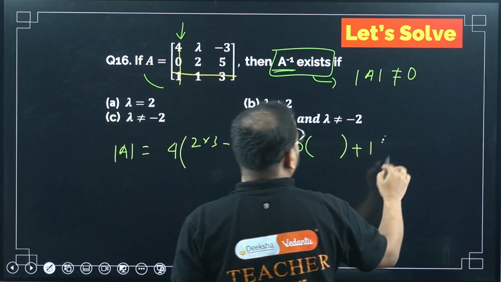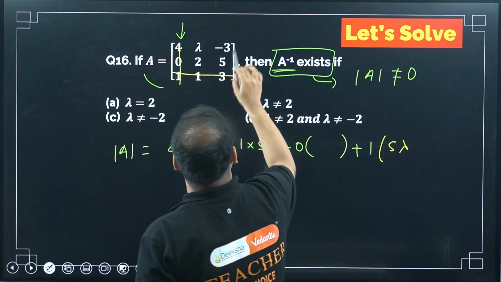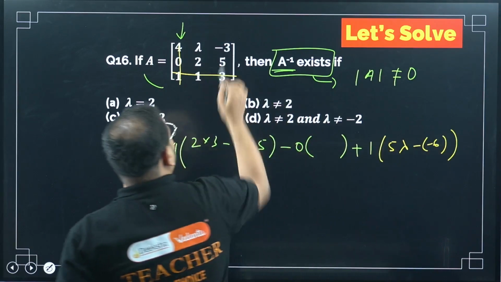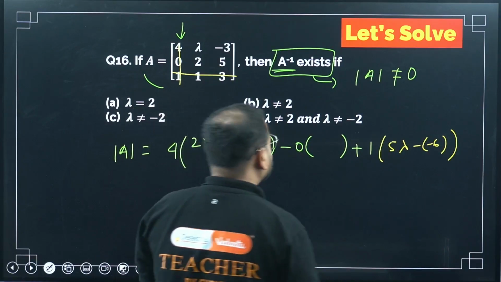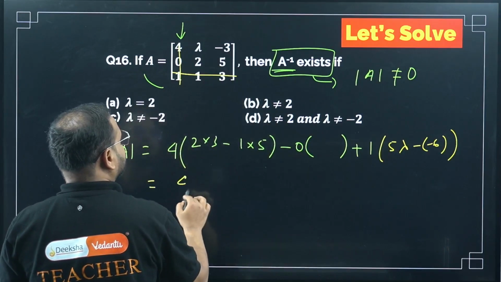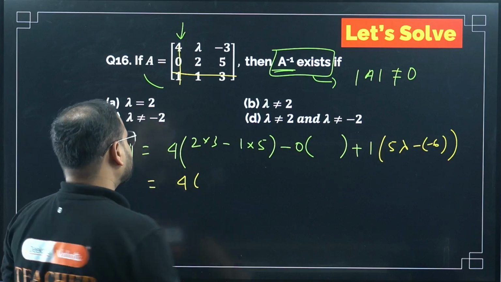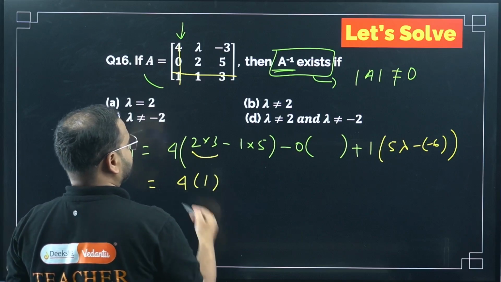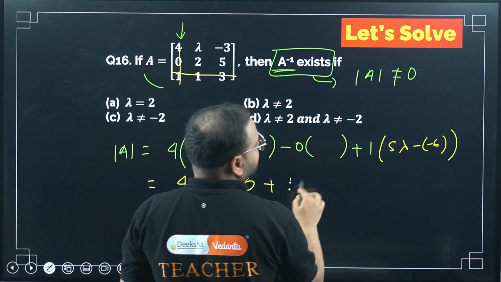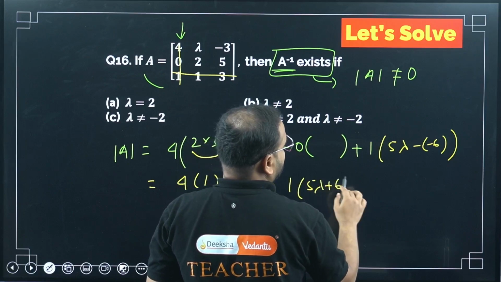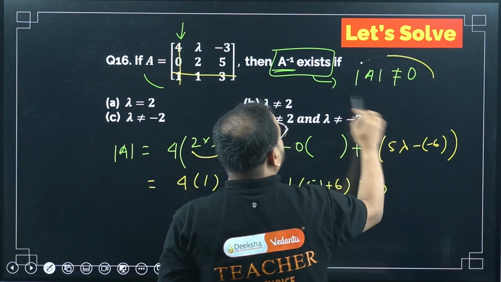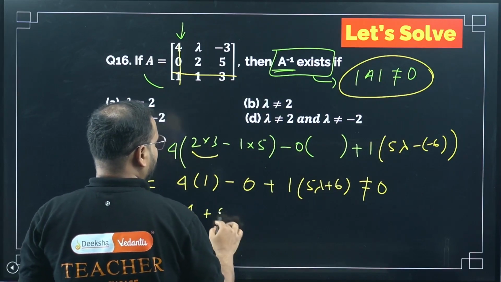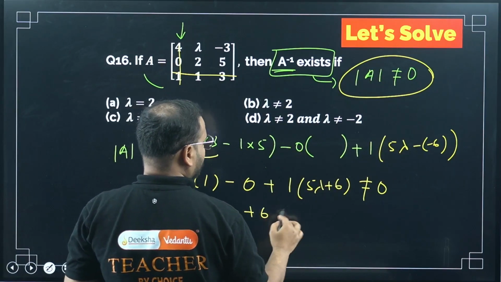For 1, lambda times 5 is simply 5 lambda, and 2 into minus 3 is minus 6, with the minus sign for the difference. So I get 4 times (6 minus 5), which is 4 times 1, plus 1 times (5 lambda plus 6), which should be not equal to 0. So 4 plus 5 lambda plus 6 should be not equal to 0.